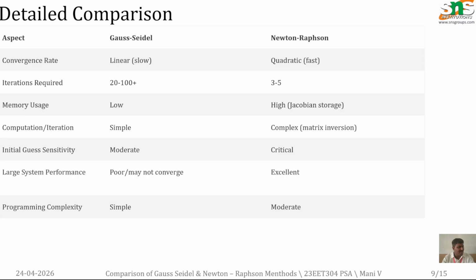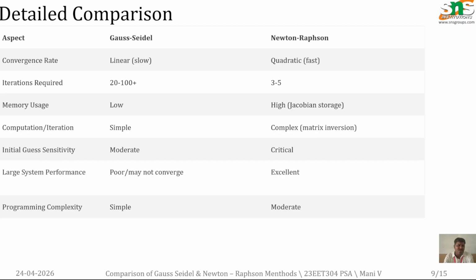So this is the detailed comparison. The convergence rate is very low, or linear, in the Gauss-Seidel, and the Newton-Raphson is very fast. The number of iterations in the Gauss-Seidel is from 20 to 100 plus, and the Newton-Raphson requires 3 to 5 iterations. The memory usage for the Gauss-Seidel is very low, and for the Newton-Raphson, because of the Jacobian matrix storage, the memory usage is high.